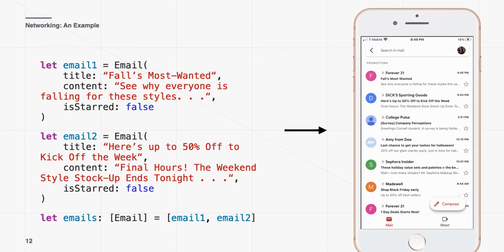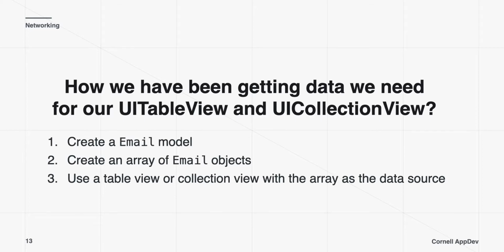So if we were to make this email screen, what we have done in class is first you would have an email class, and then you will have email 1, email 2. They may have a title, a content, and whether it's starred, and then you will have this array of emails that you would display in the table view, right? So to make this screen, you will make an email model, and then you have an array of email objects, and then you will use the collection view or table view to show that array of data. That's how we have done it in class so far.